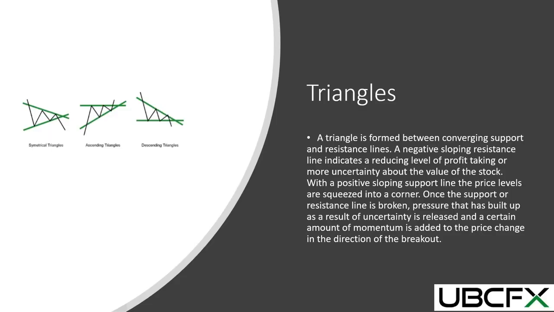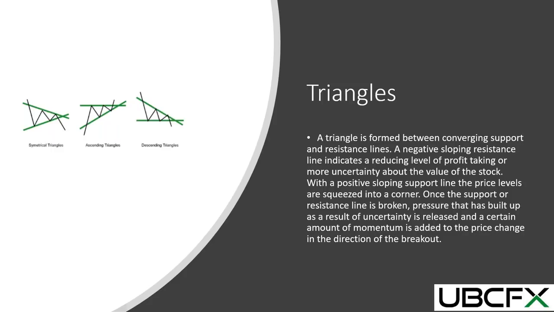So triangles are the most popular. Triangles are my favorite for trading. Now, we have what's called symmetrical triangles, ascending triangles, and descending triangles. A triangle is formed between converging support and resistance lines. A negative sloping resistance line indicates a reducing level of profit taking or uncertainty more about the value of an asset.